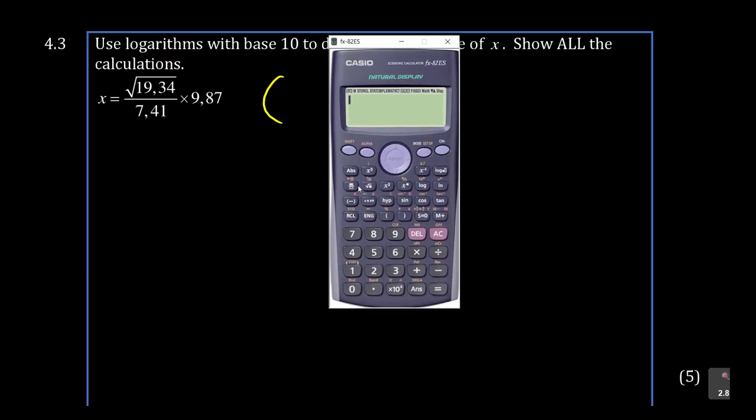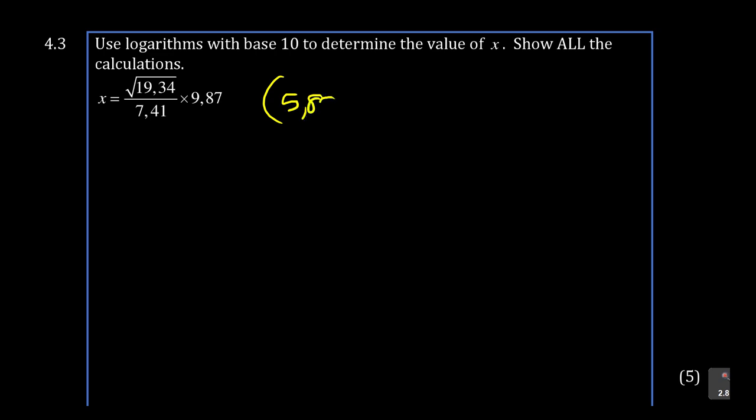So I'll take a calculator and say, square root of 19.34, just check if I'm doing that right, 7.41, and then multiplied by 9.87. So we want to find out what the answer is. By the way, do you know how to round off with your calculator? You say shift, then setup. Then number 6 is fix. Say you want to round off to 3 decimal places, fix to 3, then I put 3. See, it has rounded off. So it will be 5.858. So the question is, use the laws of logarithms to get this answer.